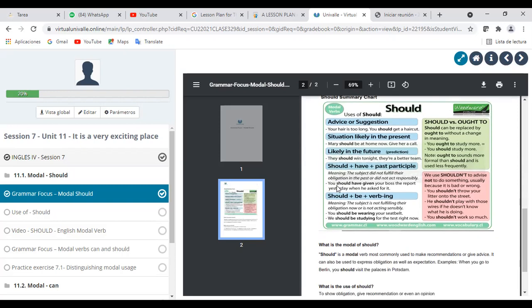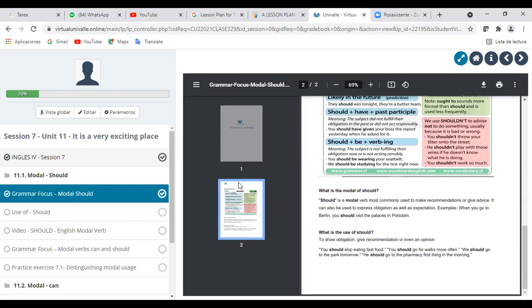Should versus ought to. Should can be replaced by ought to without changing the meaning. So it means that both of them mean the same. You ought to study more or should study more. But you should study more. In this case, the only difference between should and ought to is that after should, we do not use the infinitive, but after ought to, we use the infinitive, okay?